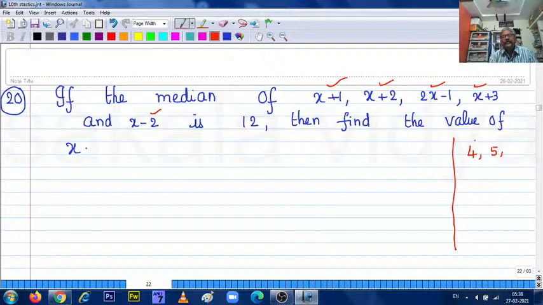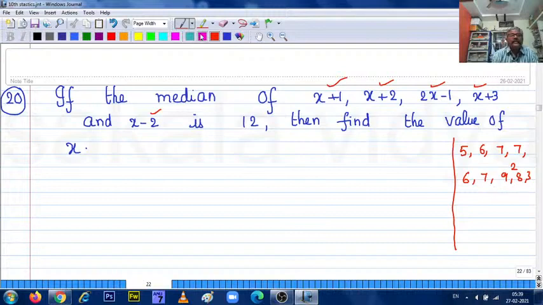If you substitute, better you go for the value 4. You will be getting 4 plus 1, 5. 4 plus 2, 6. 4 into 2 is 8, minus 1 is 7. 4 plus 3 is 7. Next, 4 minus 2 you will be getting 2. So you get 5, 6, 7, 7, and next we have 2. So they are in order, we need to arrange.